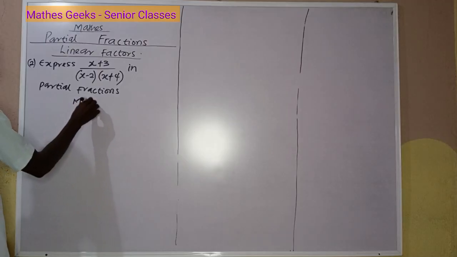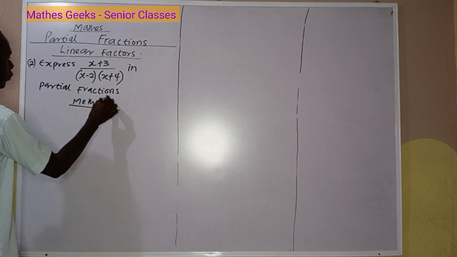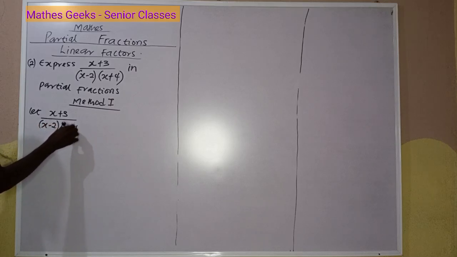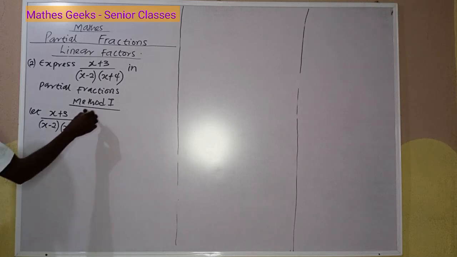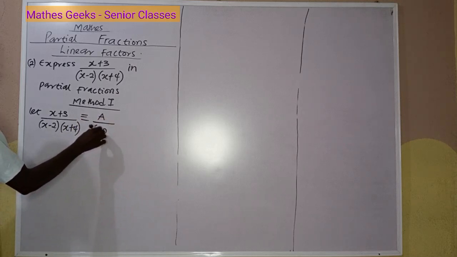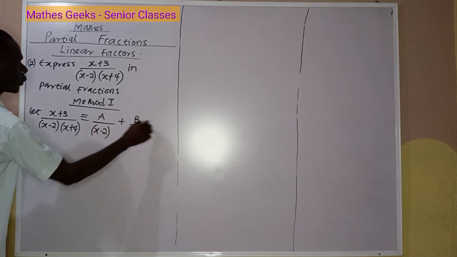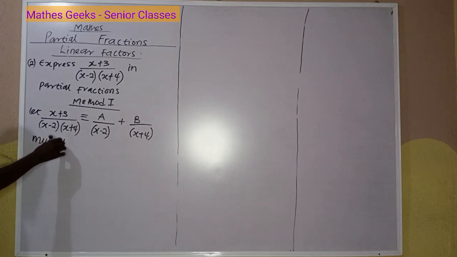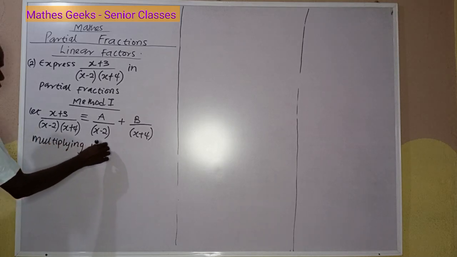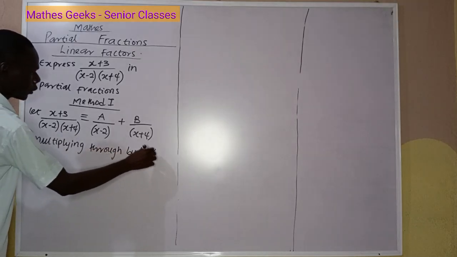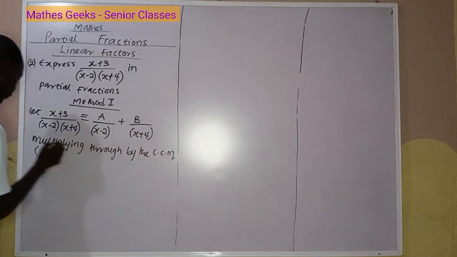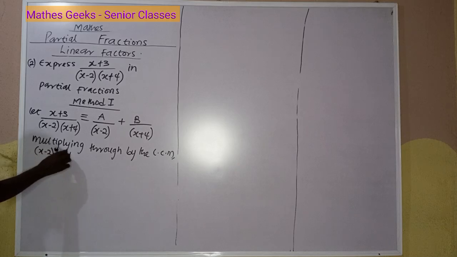So method 1. We say let x plus 3 over x minus 2 and x plus 4 be identical to a over x minus 2 plus b over x plus 4. So we're going to multiply through by the LCM, which is x minus 2 and x plus 4.